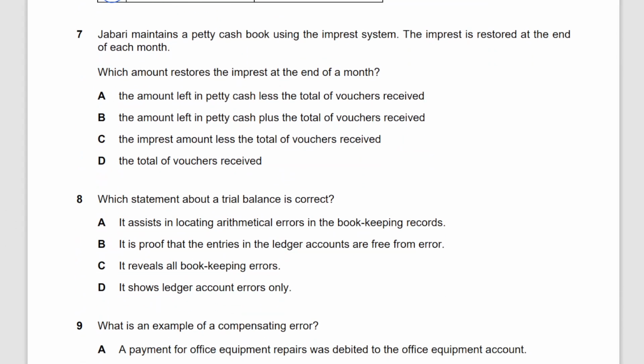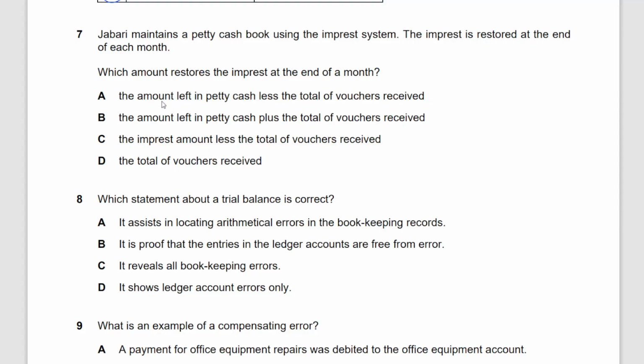Question 7. Jabari maintains a petty cash book using imprest system. Hope you know what is imprest system. The imprest is restored at the end of each month. That is actually what imprest system is. That's part of the definition. Which amount restores the imprest at the end of a month? The amount left in petty cash less the total of vouchers received. The amount left in petty cash plus the total of vouchers received.